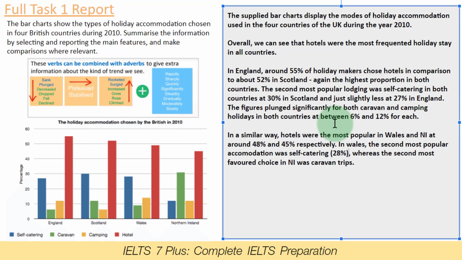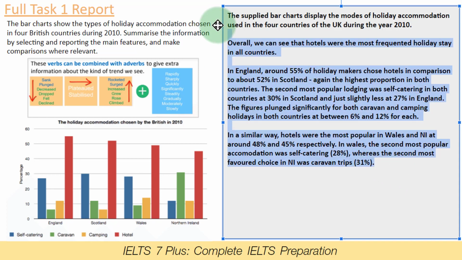I quite like using brackets in my writing. It definitely adds a little bit of flair, a little bit of extra showing off your skills. So do try and use them a little bit. Of course, do not overuse it. Let's go back. In Wales, the second most popular accommodation was self-catering, 28%, whereas the second most favoured choice in Northern Ireland was caravan trips. And I'll use brackets again. It looks to be 31%.